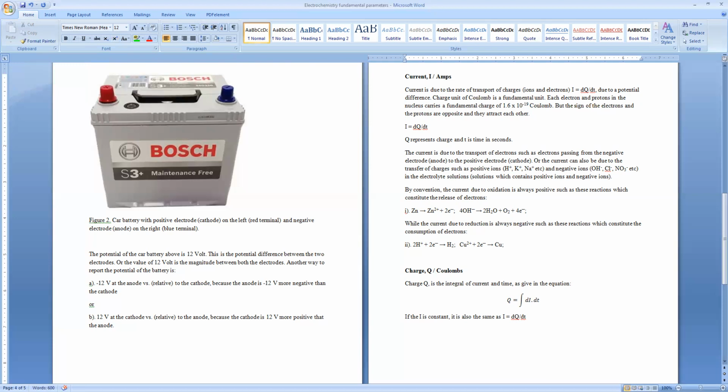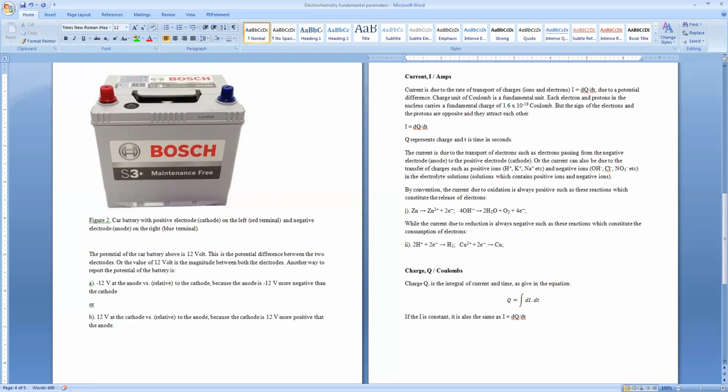Okay, so current is basically the rate of transport of charges. If you write the mathematical expression, it is equal to dq per dt, where q represents charge and t is time in seconds. So for example, 1 amp is basically 1 coulomb per second. We don't write coulomb per second, but the unit we refer to is actually ampere, amps. Amps equals coulomb per second. That's the unit for the current.